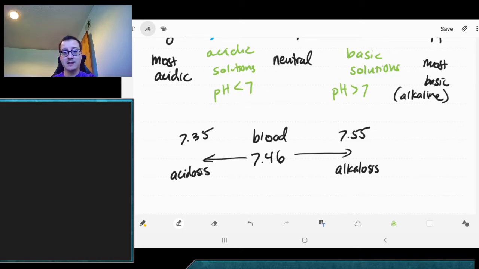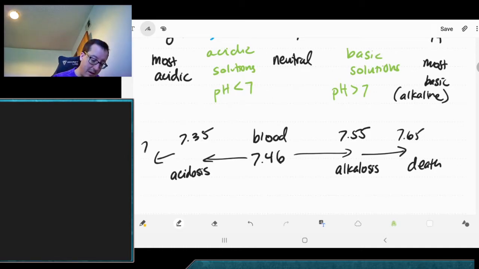Prolonged time spent in these kinds of conditions makes you very, very sick. If you go beyond that, even to maybe 7.6 or so, you die. And if you go really below that, to say maybe 7 or so, you die. So your blood is extremely well kept at a very specific pH range.